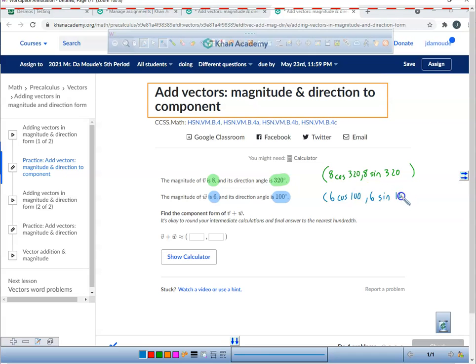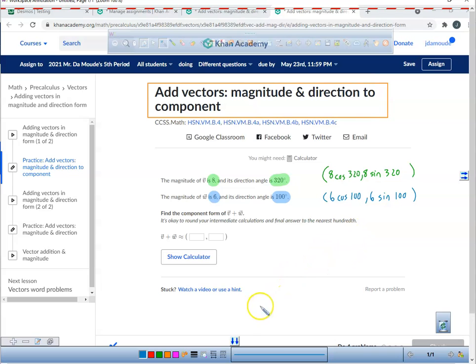Now, would you guys agree that we want to take these and add them together? Yeah, we're going to combine them. What is vector W plus vector V, right? V plus vector W. It says it's okay to round your intermediate calculations and final answer to the nearest hundredth. You know what I'm not going to do? I'm not going to be rounding. Degree mode, yes. We need to be in degree mode.